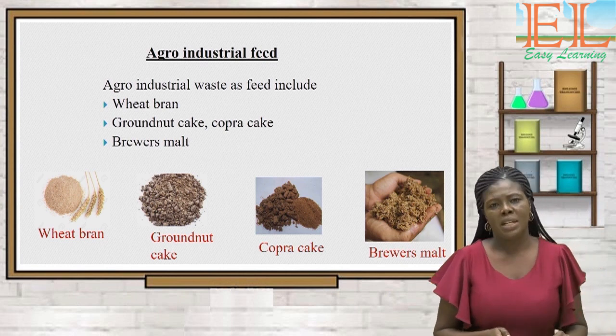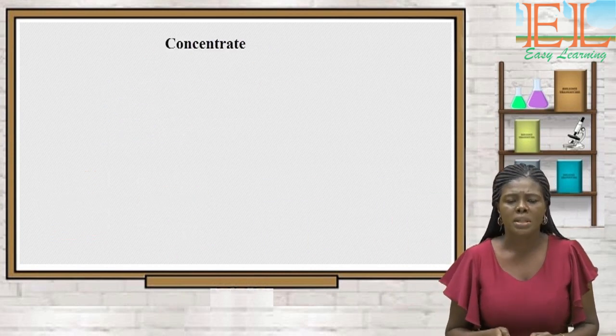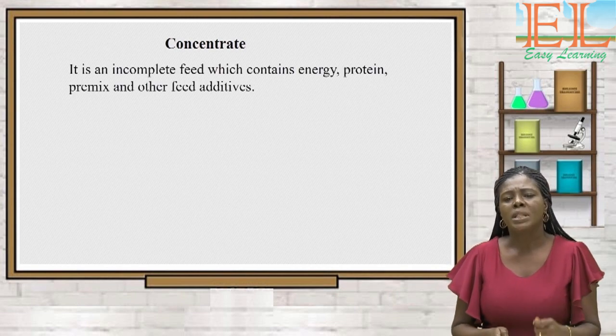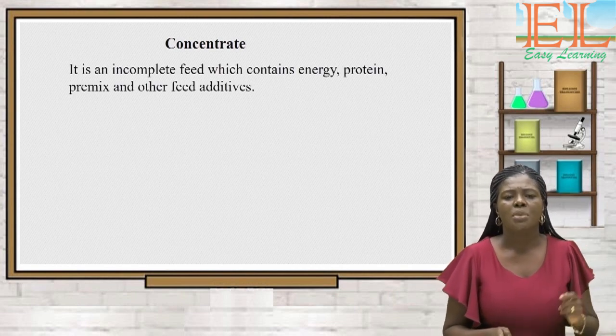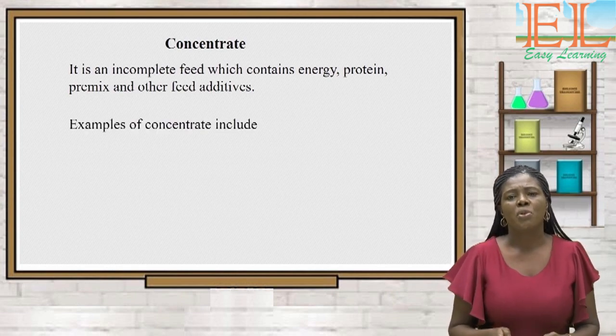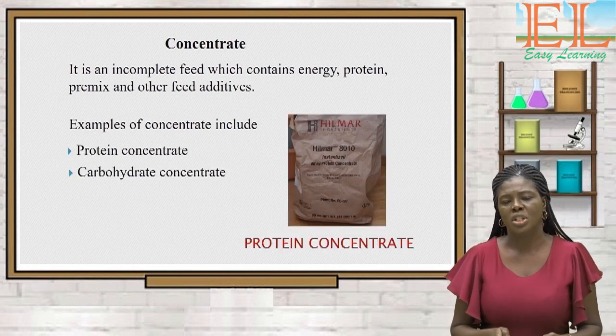Now let's come to the third one, the concentrates. One might ask, what is a concentrate? It is an incomplete feed which contains energy, protein, premix, and other feed additives. Examples of concentrates include protein concentrates and carbohydrate concentrates.